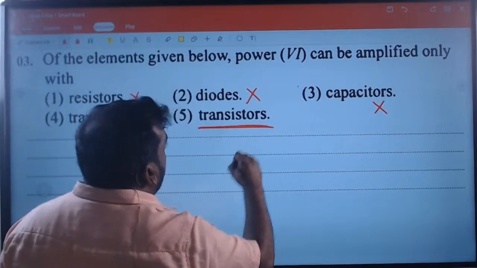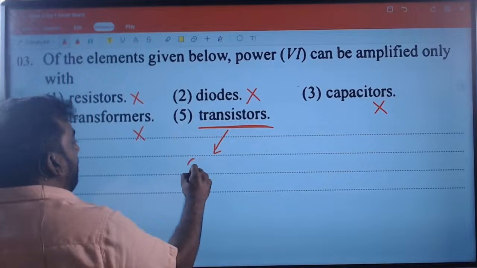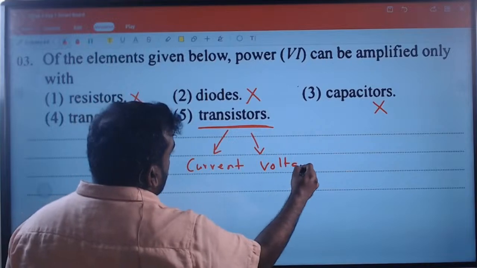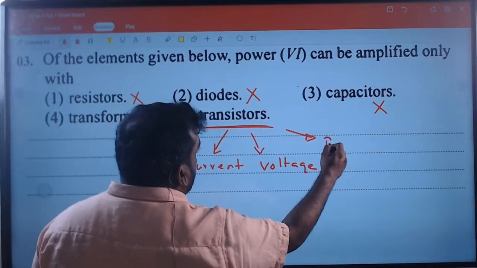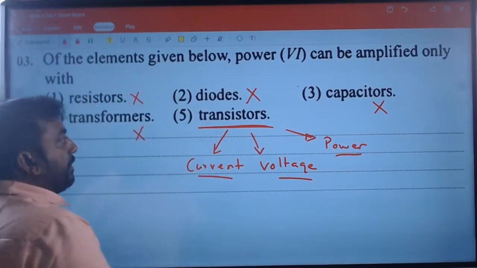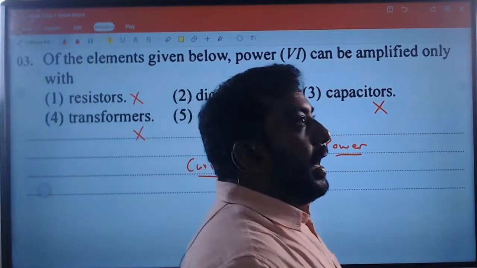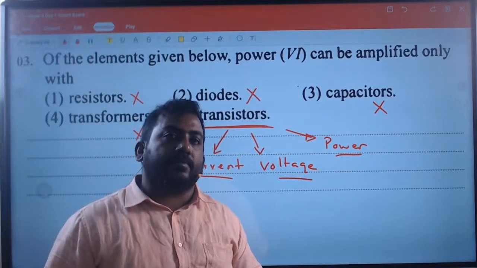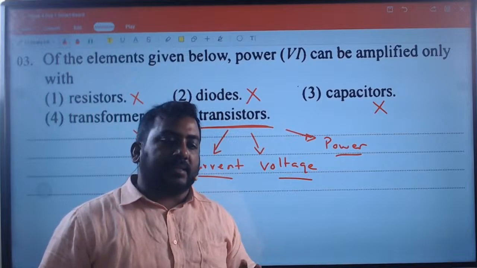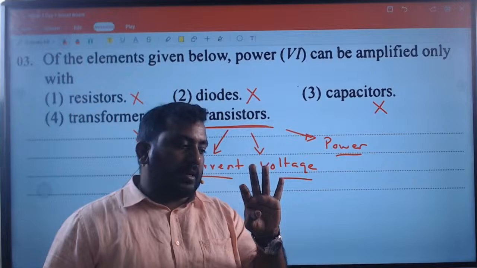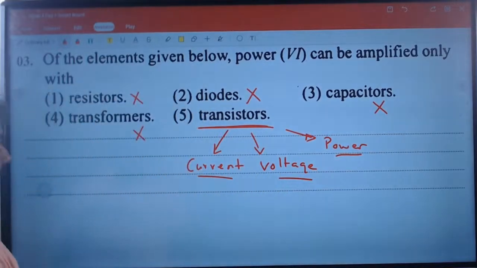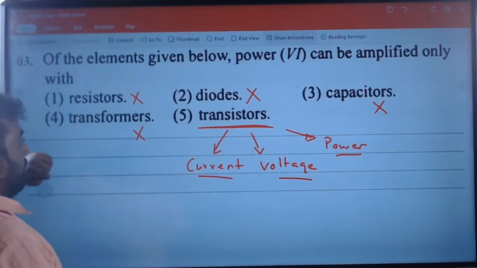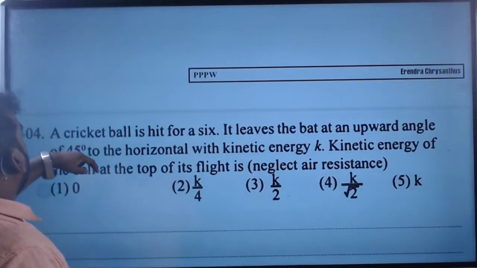Only transistors can amplify. Remember, transistors can amplify current, they can amplify voltage, and they can amplify what? Power. All these three things can be amplified in a transistor. A transistor can amplify voltage, current, and power. Okay? Right. Moving on.